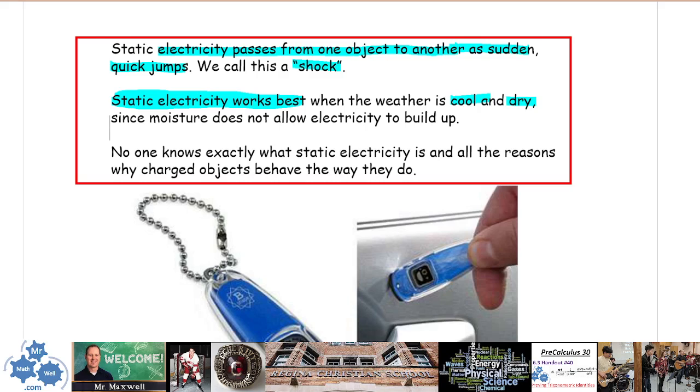But static electricity is like when you rub a balloon on your hair. You could maybe try this later tonight. If you rub a balloon on your hair right after you get out of the shower, wet hair doesn't work so well to build up. It has to be cool and dry, and then that static electricity will build up better in your hair, right? And on the balloon. So moist things.